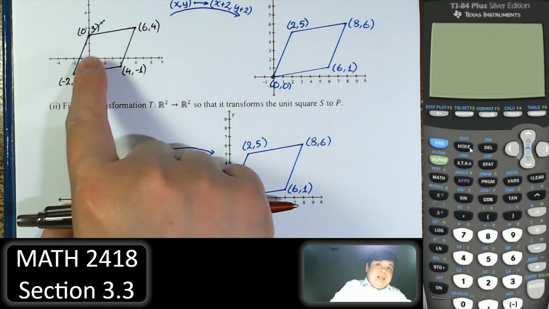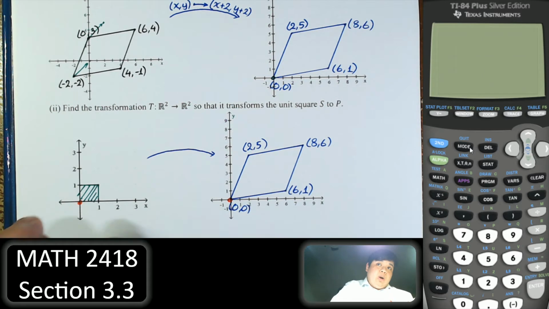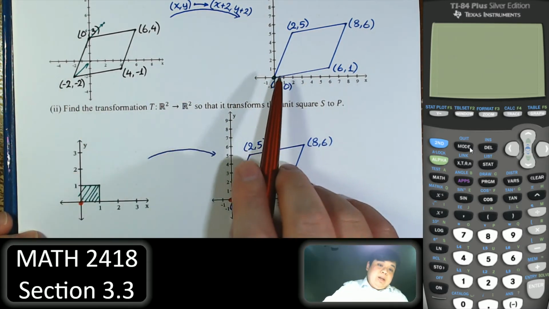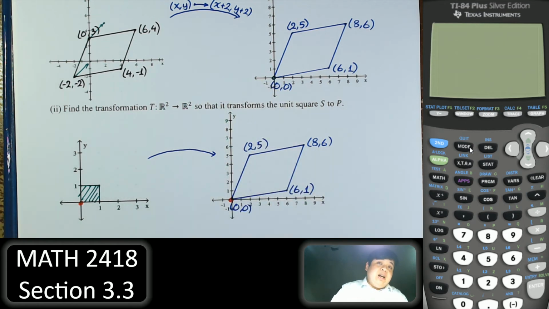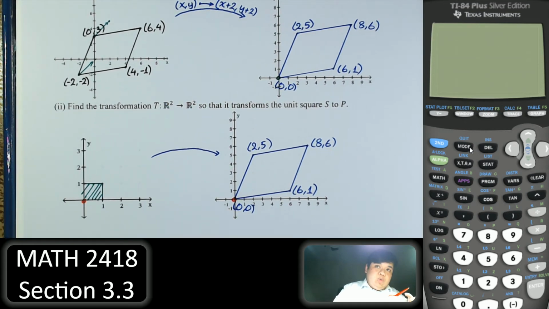This point has the 0, 0, but it's not one of the points on the parallelogram. So we have to shift it so that one point will be at 0, 0. In that case, we can match and map the unit square into that. That's the first part. And then we ask, how do we find the matrix?